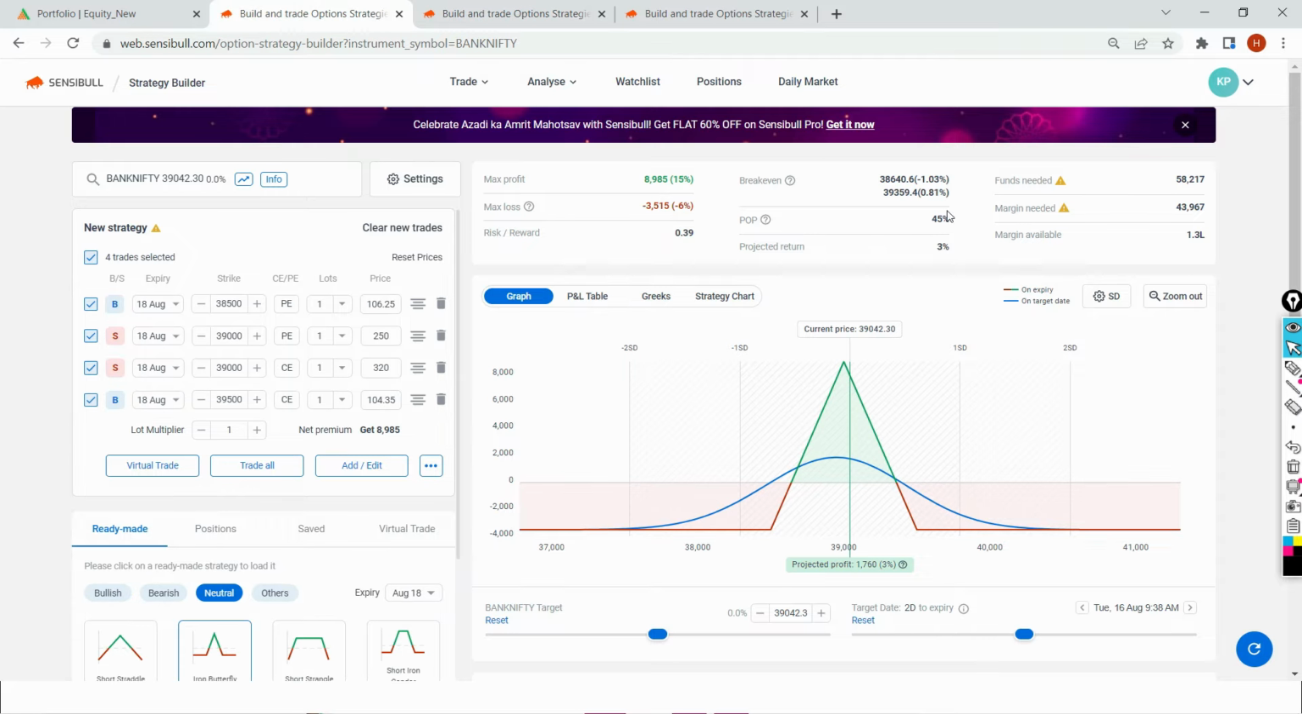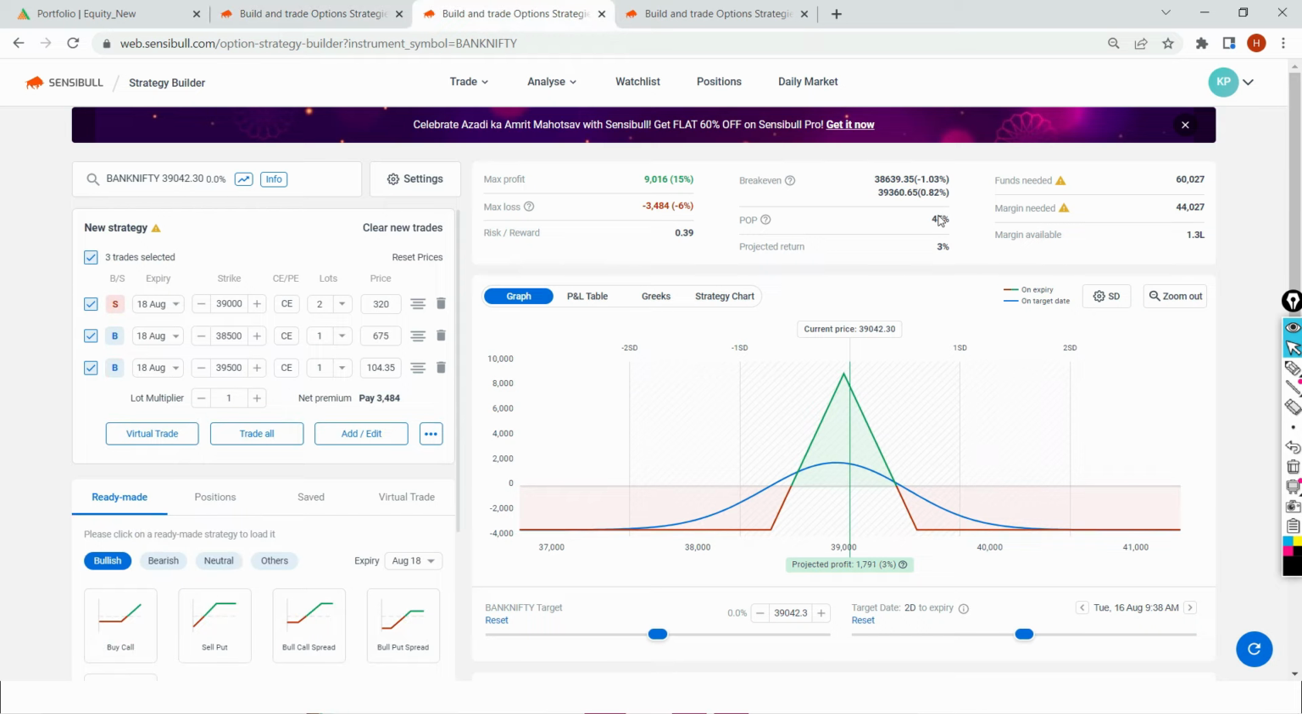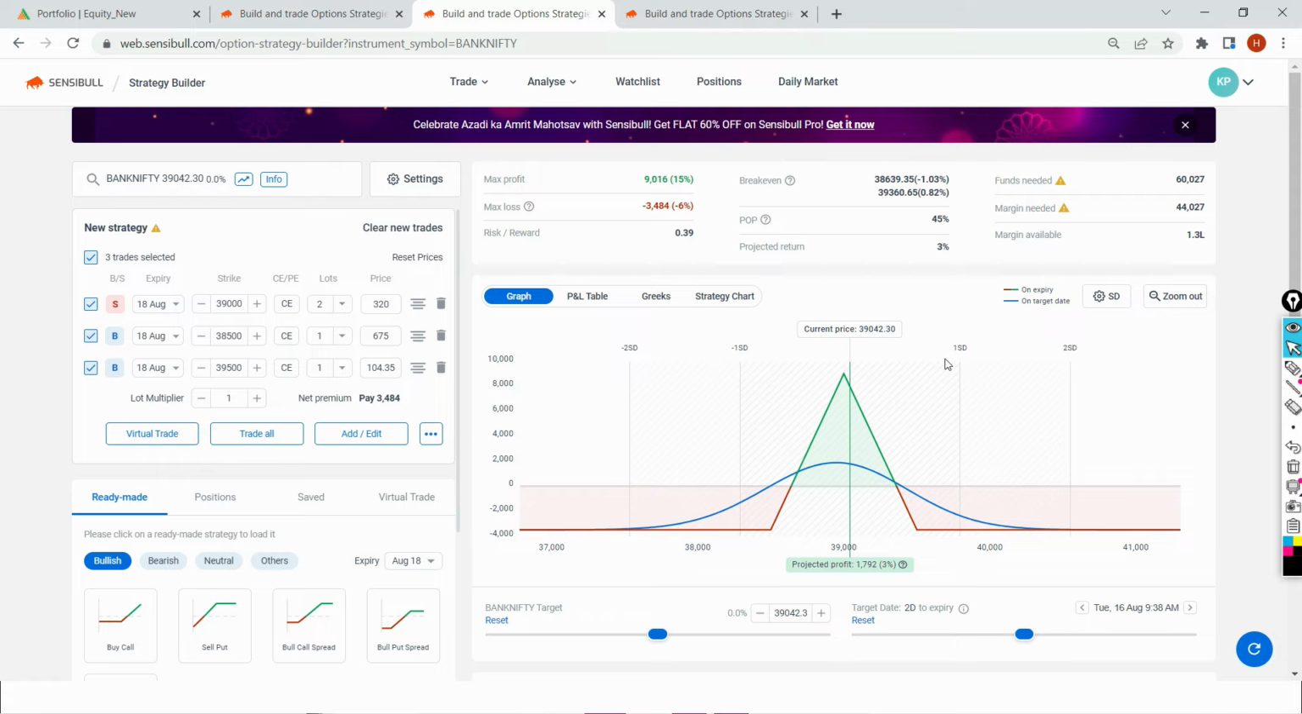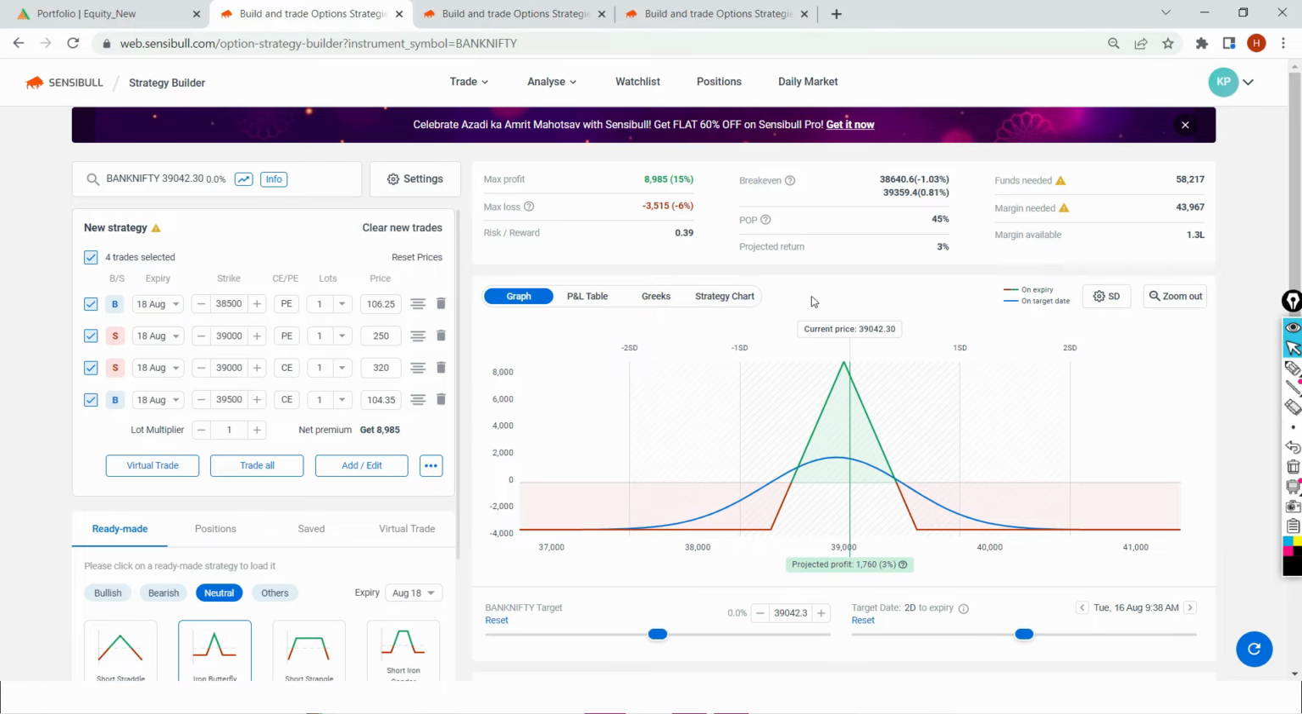Okay, now check the probability. 45% in your ironfly, 45% in your butterfly. Check the risk to reward. 0.39, loss, profit, everything remains. Your margin is 44,000 in butterfly, same thing 46,000. So hence I've proven that both ironfly and butterfly are same. But there is one drawback in ironfly.